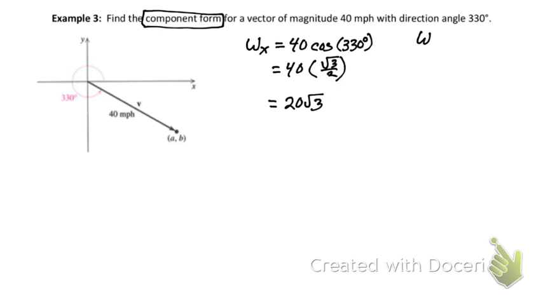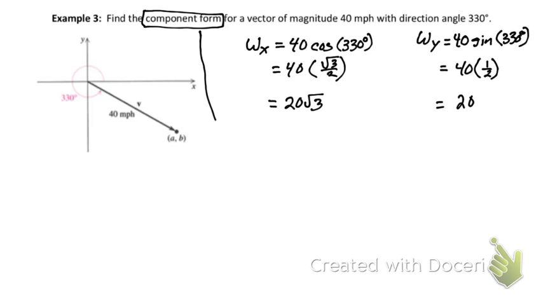Our y value, or our vertical, would be 40 times the sine of 330 degrees, which equals 40 times, sine of 330 is 1/2, which is going to equal 20. Now, I want to note, if it asks for component form, you do have to put it in component form. So that means we're going to put little arrowheads, and we're going to put 20 square root of 3, comma, 20, and that is our actual answer.